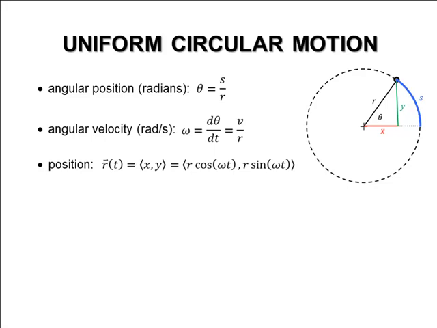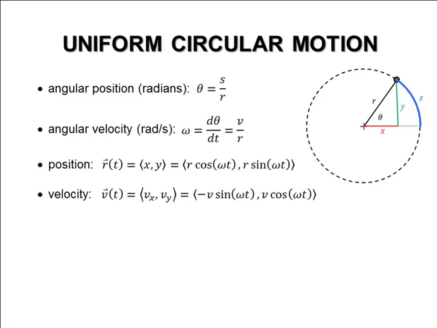So if we carry out our normal derivative, just taking dr dt to get the actual velocity of the particle, what we get is this. So we take the derivative of the x position. So remember, r is a constant, so we just take r times the derivative of cosine omega t, and that's going to give us negative sine omega t.